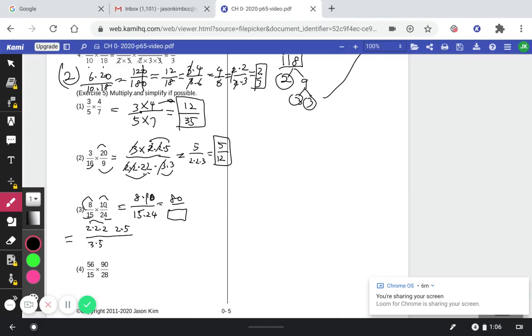24 is 2 times 12. 12 is 2 times 6. 6 is 2 times 3. So it's 2 times 2 times 2 times 3.